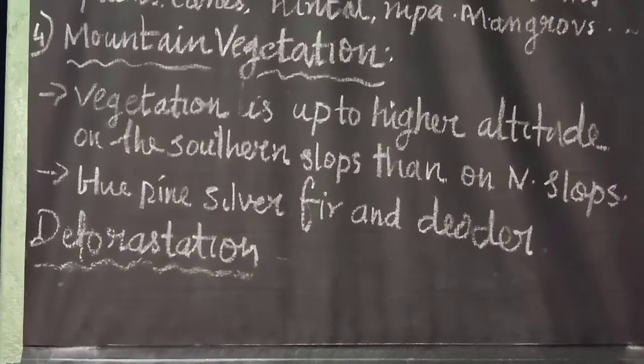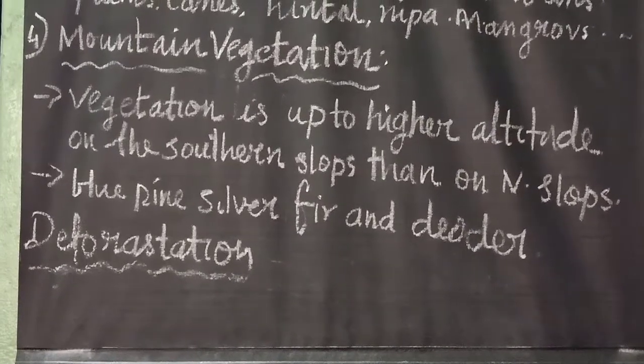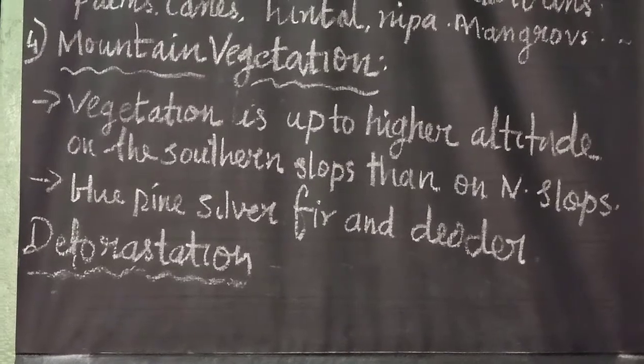The altitude is the most important factor controlling the type of vegetation.